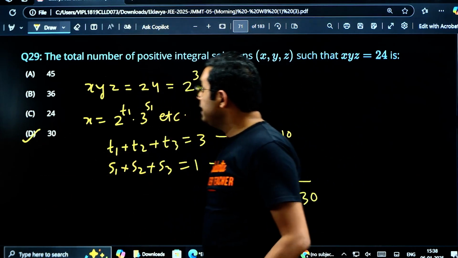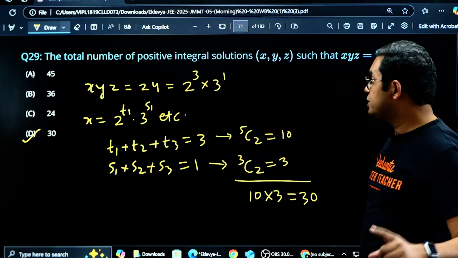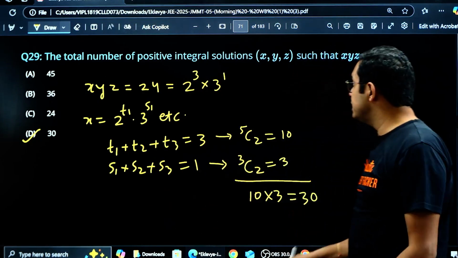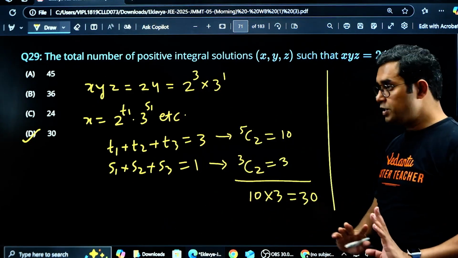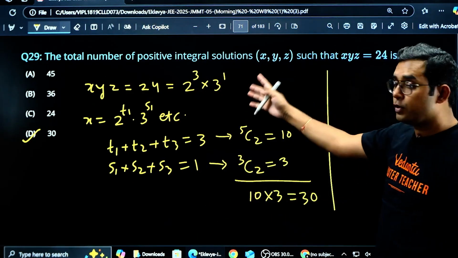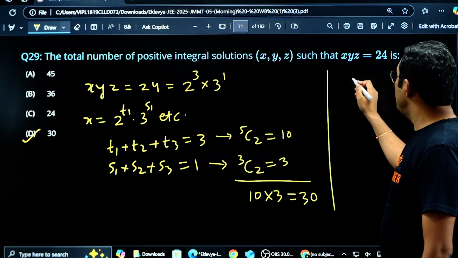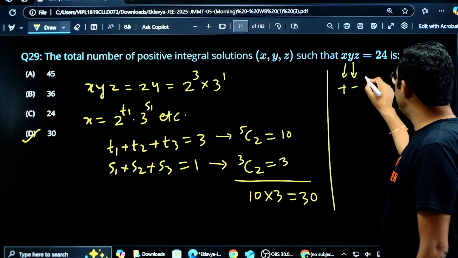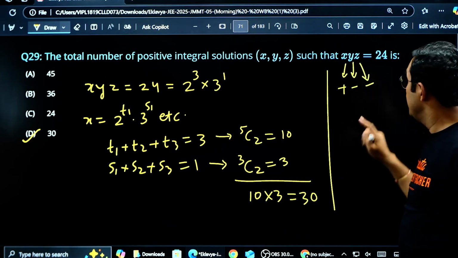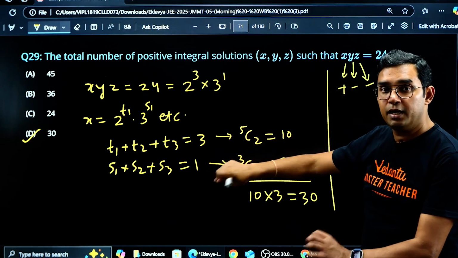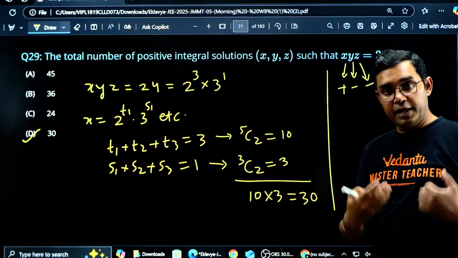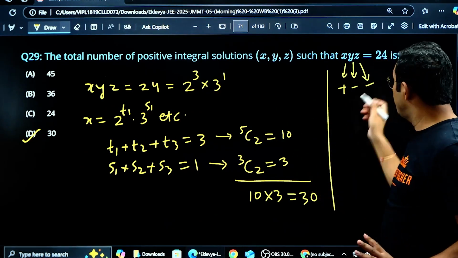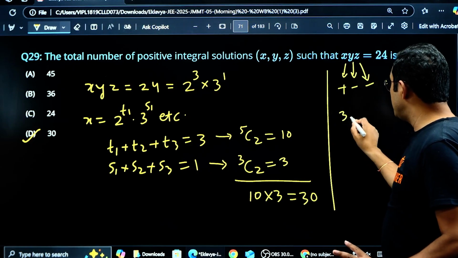Okay. See, in this question, they're asking positive integral solutions. If it was only integral solution, then for these 30, please listen carefully. Answer here is 30. Question is closed. But if it was not positive, it was just integral, then you would have had, say, X can be positive and Y can be negative, Z negative, keeping same magnitude as you're getting here. So 2 of them can be kept negative, 1 of them can be kept positive, then also you will get same product. So which 2 will be negative, 3C2.